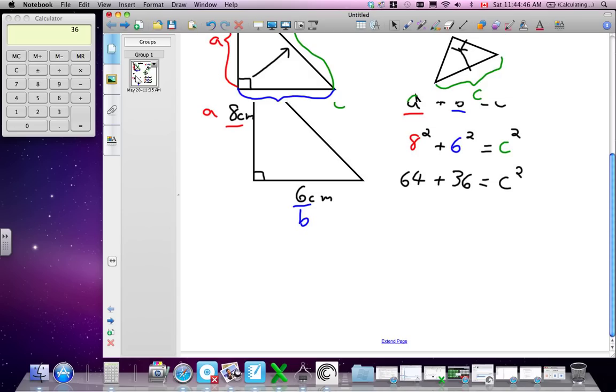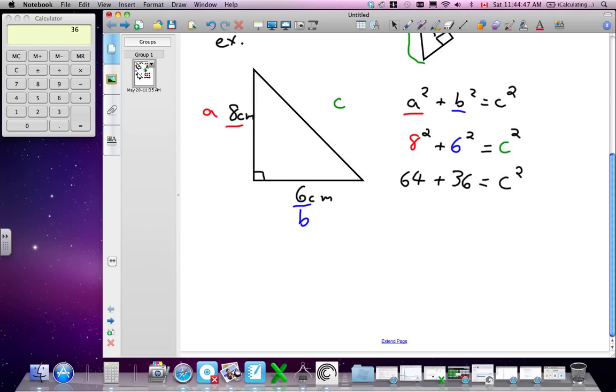Okay? So next step is I'm going to add those two together. I'm still going to try to solve for that side of the triangle. So 64 plus 36 equals 100. That works out nice. 100 equals c squared. Now here's the hard part.